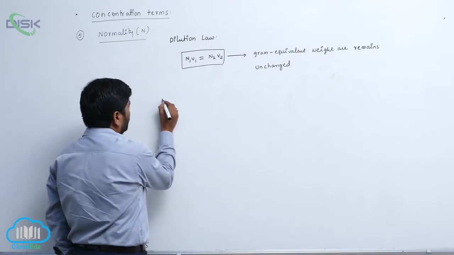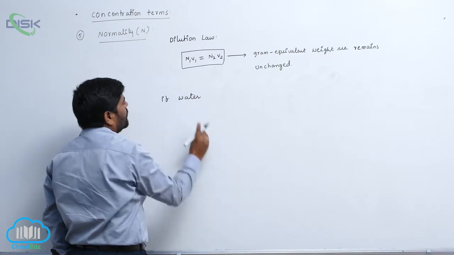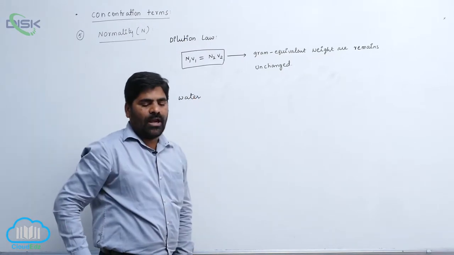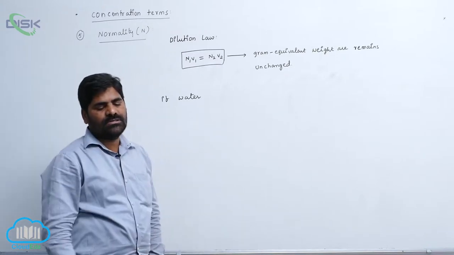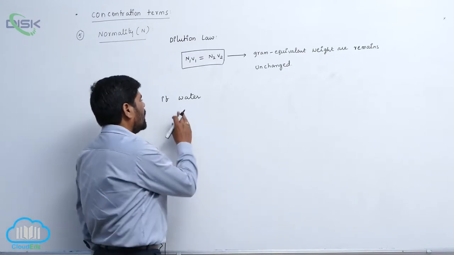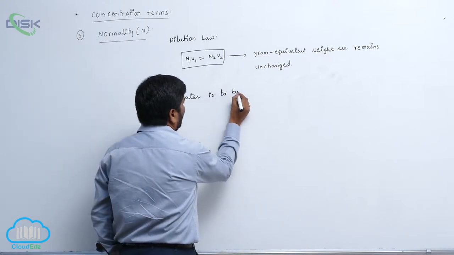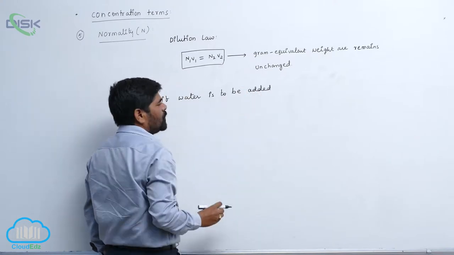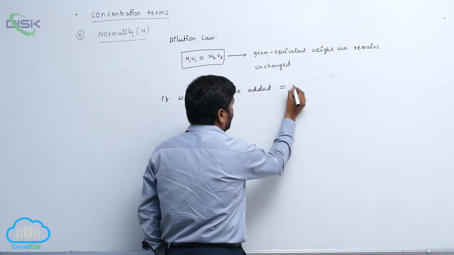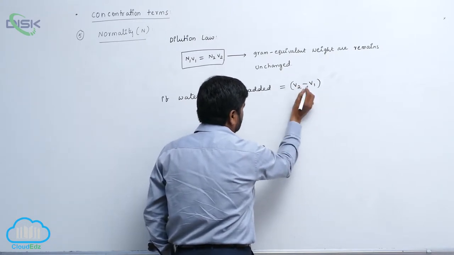If water is to be added, the rate of dilution increases. If water is to be added, therefore the final volume is always greater than which one? Initial volume.